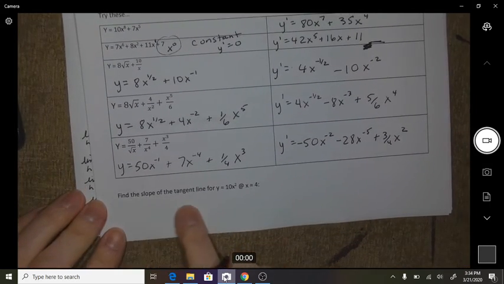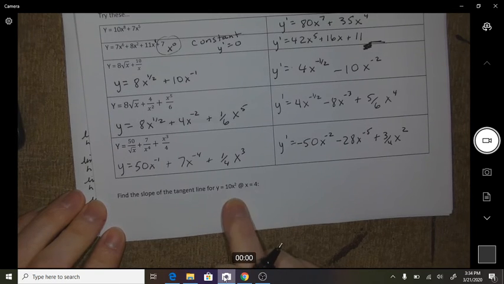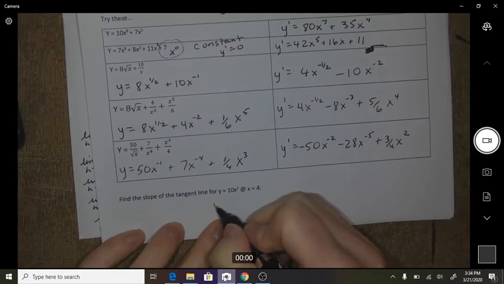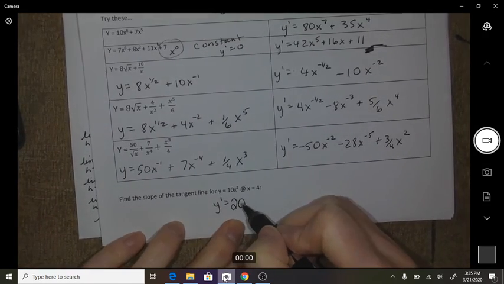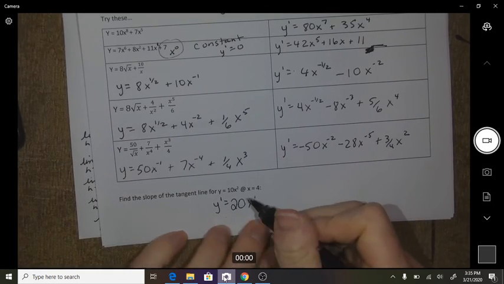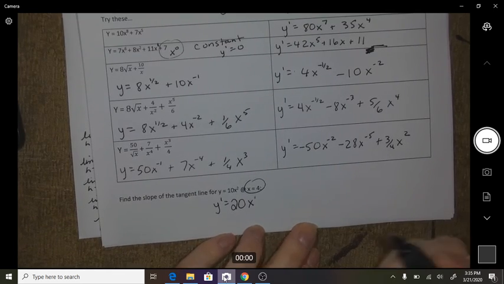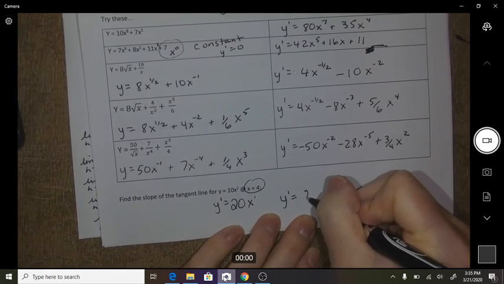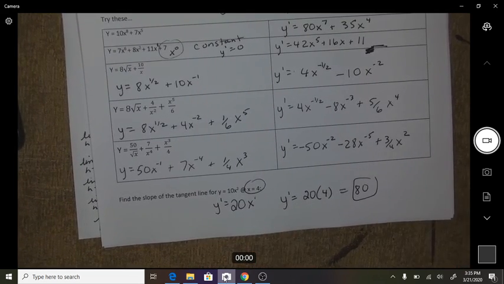Okay, last question. Find the slope of a tangent line for 10x squared at x equals 4. So let's derive this. So the rule would say 20 and then x to the 1. So now I'm specifically saying, but what is the slope at x equals 4? So the slope is 20 times 4, which is a slope of 80.